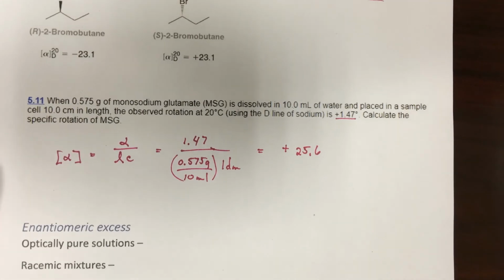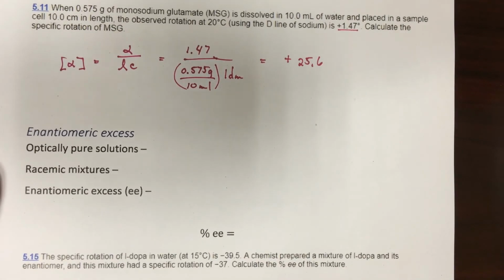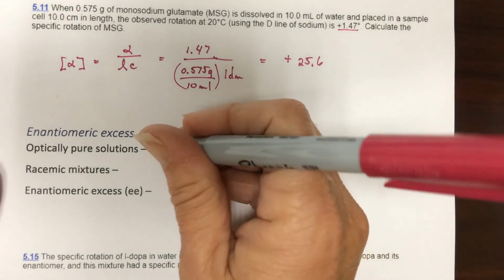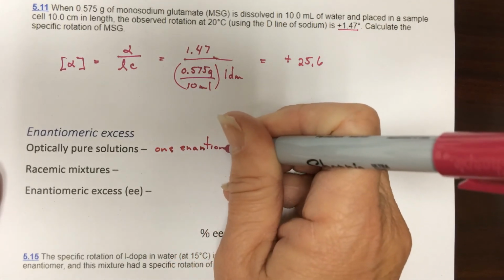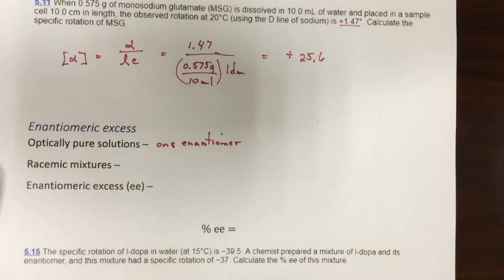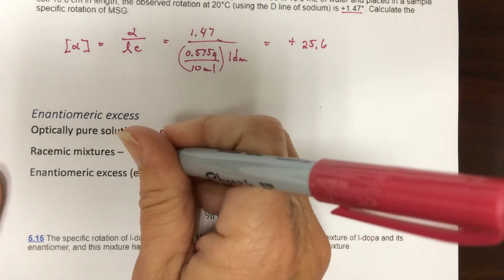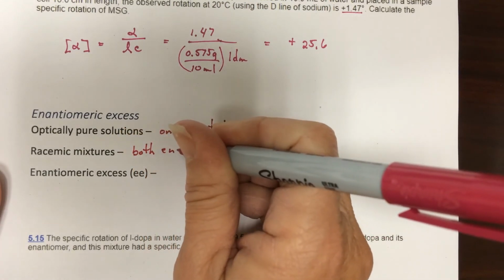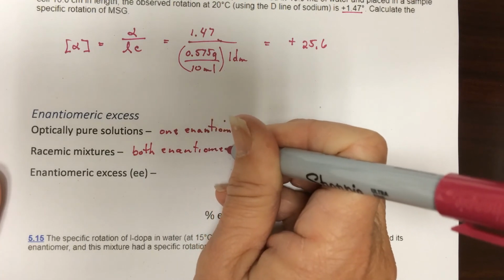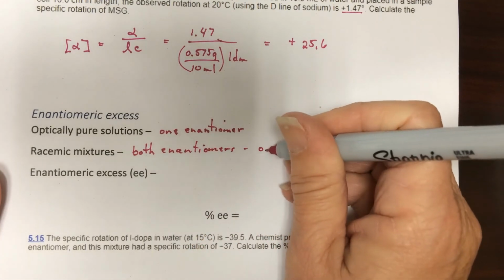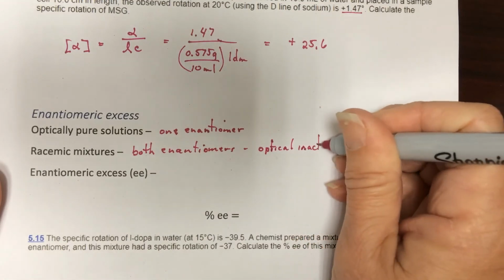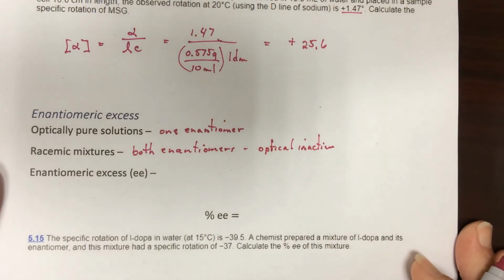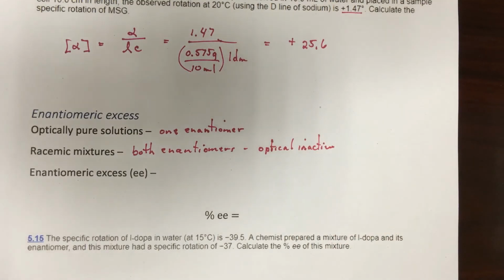Okay, so a couple terminologies. If we have an optically pure solution, it will only have 1 enantiomer. If we have a racemic mixture, we have both enantiomers, and this will be optically inactive. That's because what one takes away, the other gives. So if one molecule makes it turn right, the next molecule makes it turn left, and we're back where we started.